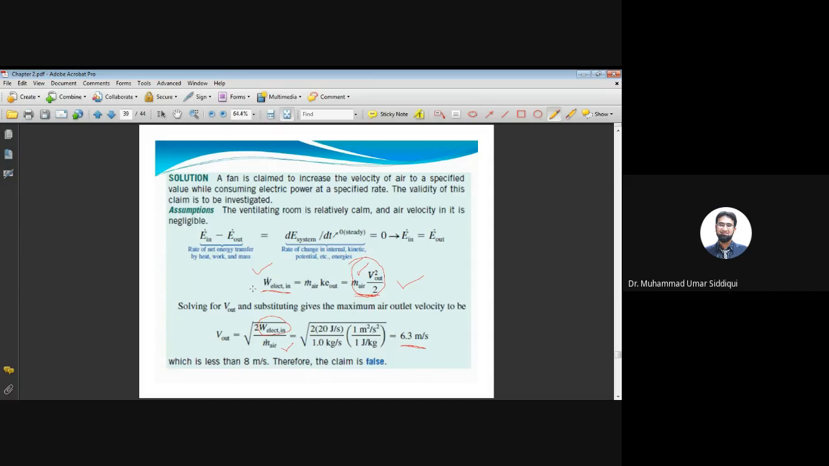Is it clear? Is there anything within the solution which is not clear? Okay.